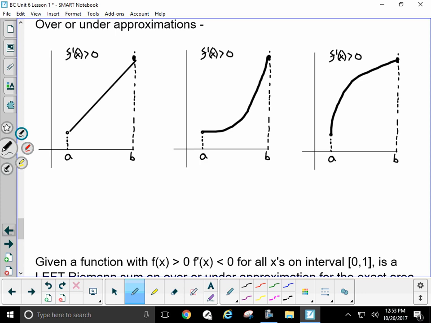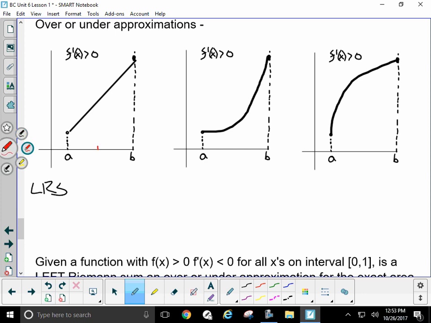Now, in each of these three graphs, f prime is positive. My function is increasing. It's positive with no concavity. It's positive concave up. It's positive concave down. We could actually change concavity. I want you to tell me if a left Riemann sum is over or under the actual for all three situations. Okay? Now I'm going to do the first one.